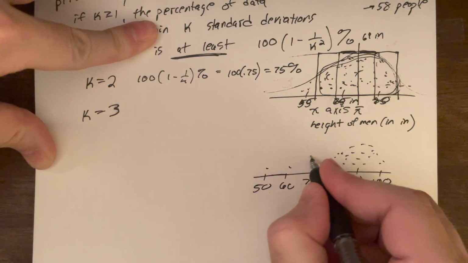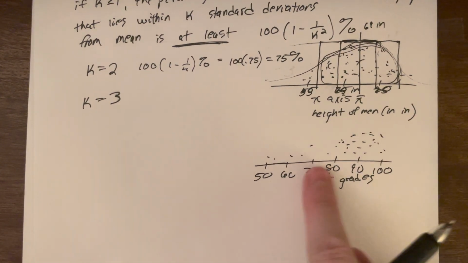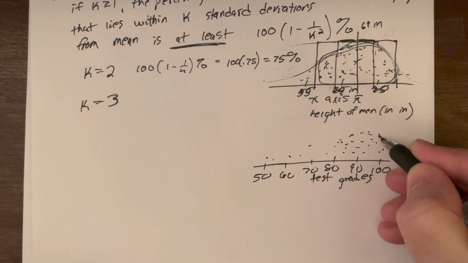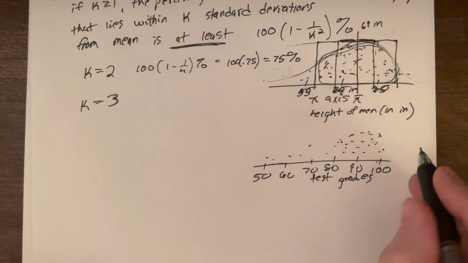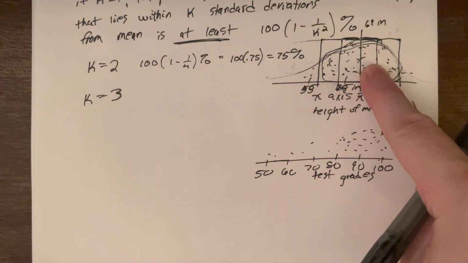And I've got a few scattered people out here. So most of the class did well, right? All these points. That person got 100. That person got a 99. That person got a 99. That person, I've got all these people lined up. But this is definitely not bell-shaped.